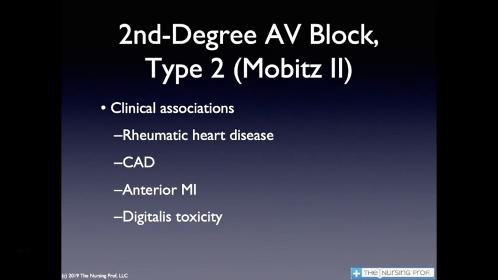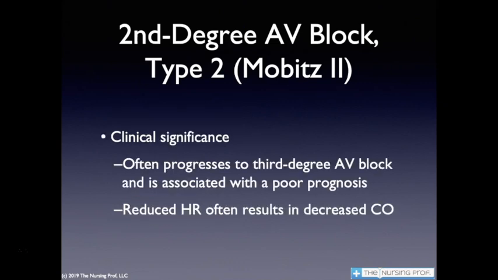Again, associated with myocardial disease and DIG toxicity. The significance is that this type of AV block often progresses to a third-degree heart block. Okay, so when we look at a Wenckebach, that's maybe something that we're not as concerned with. But this oftentimes is going to progress into a third-degree block and often will result in decreased cardiac output as a result.